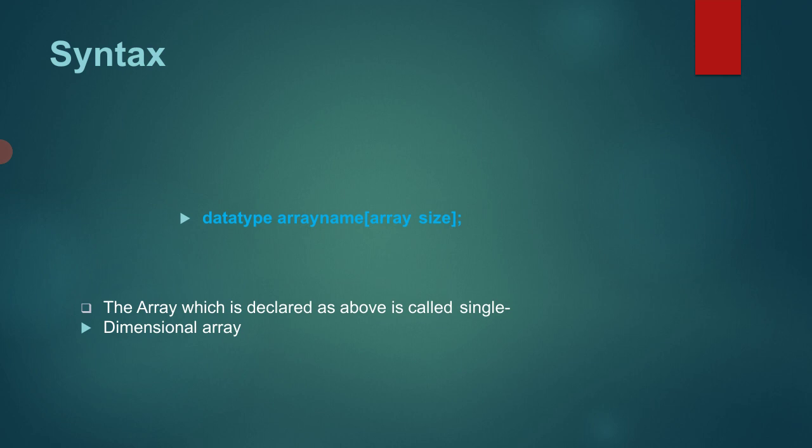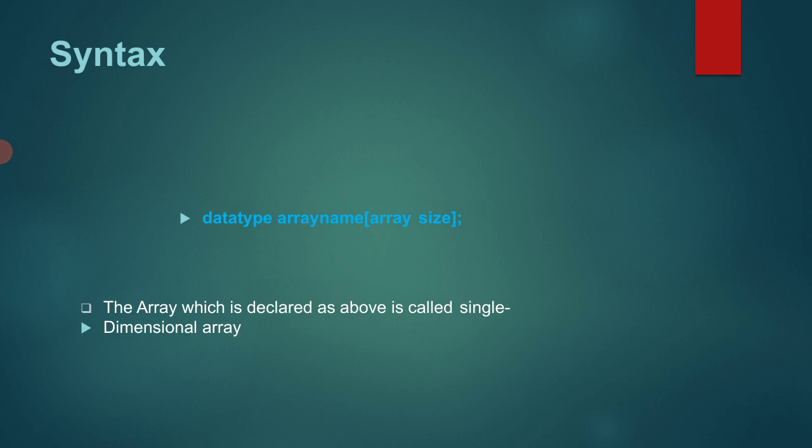Next is array name. You have to provide the name of the array. You can provide any name, and then in the bracket you have to give the size of the array. So what is the size of the array that you want to create, and then semicolon. So this is the syntax of the array. So you have to give the data type, name of the array, and the size of the array.